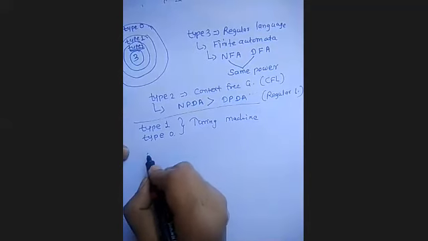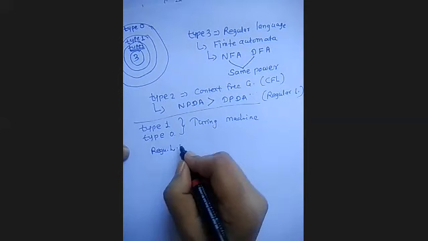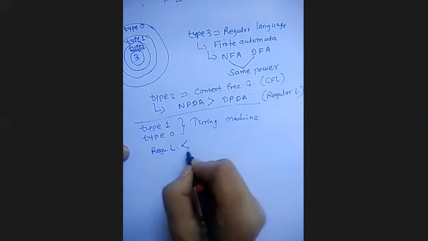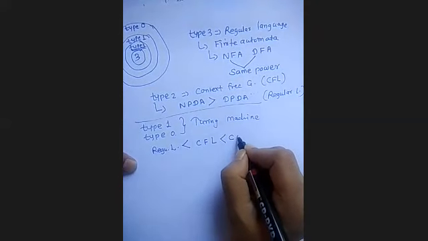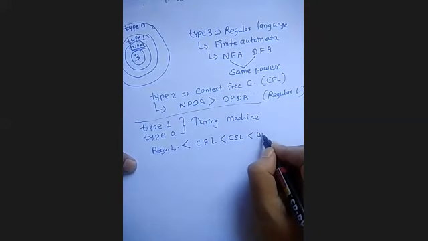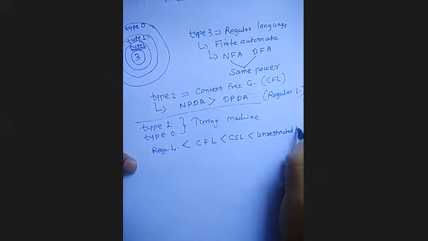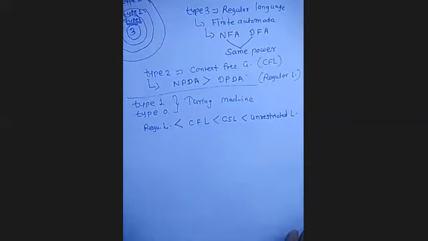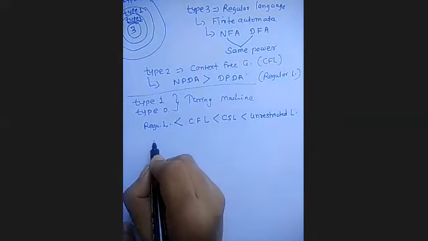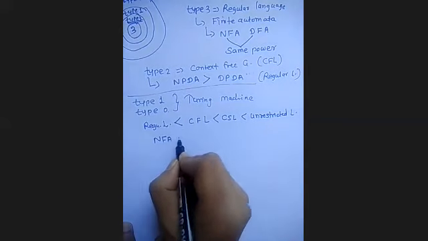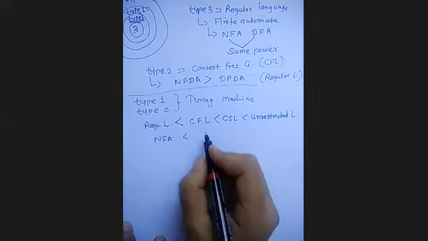So we can compare relative powers like this. I can write it this way. Regular language's power is less than CFL, which is less than CSL, which is less than unrestricted language. This can be the comparison, or the other comparison you may write is NFA's power is less than. Can I write it this way?